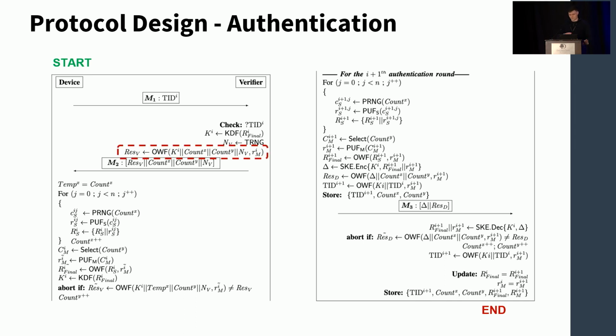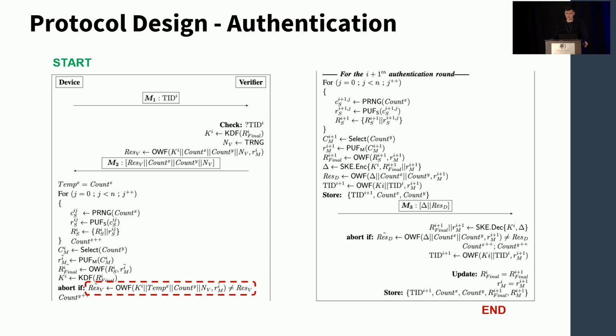So importantly, the device sends the identifier to say, yep, this is me. And the verifier then uses the key for this individual session, KI, along with the previously generated counters and a number used once for the message verification, and generates this verification value, res V, which is sent to the device. The device does its PUF stuff, and then it's able to generate its own verification value, res V, because it is in possession of the memory PUF and the strong PUF.